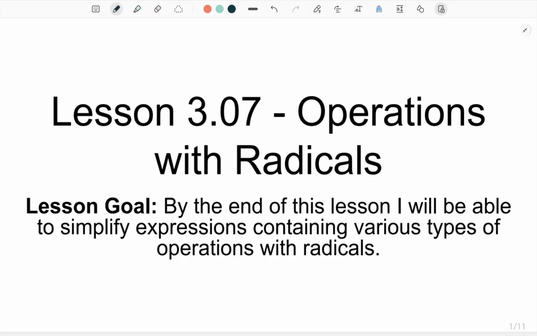All right, let's take a look at operations with radicals. So we're just building upon simplifying radicals and looking at some more complicated situations that involve those lovely radicals.